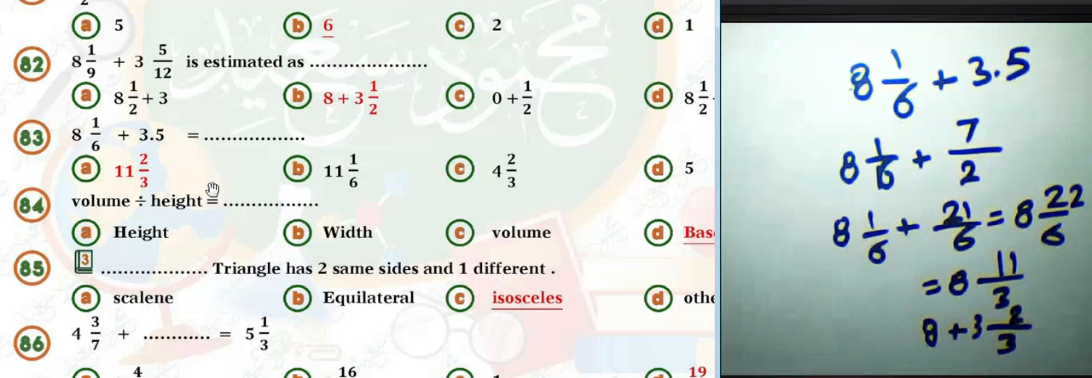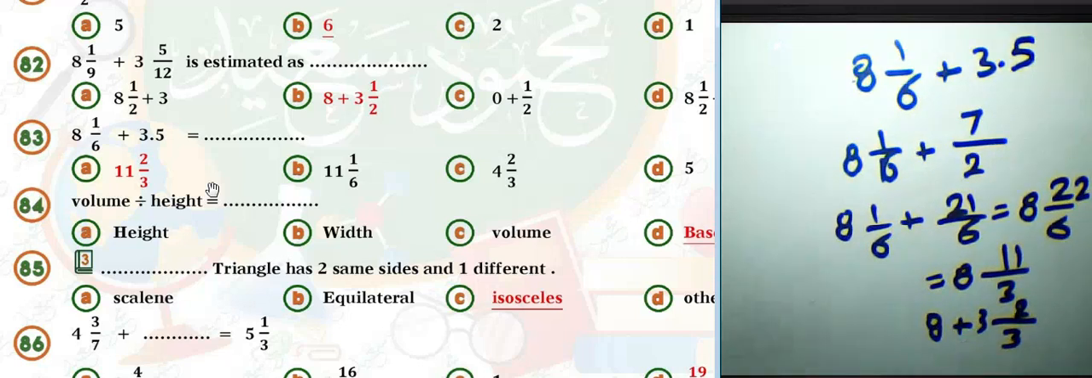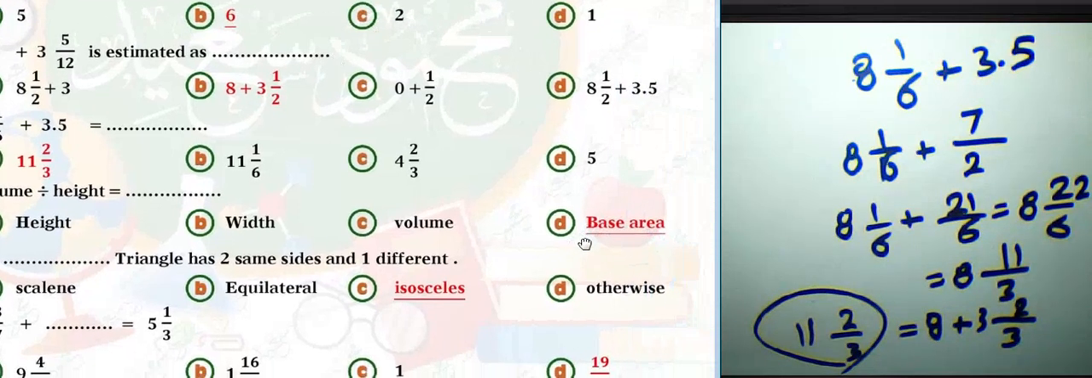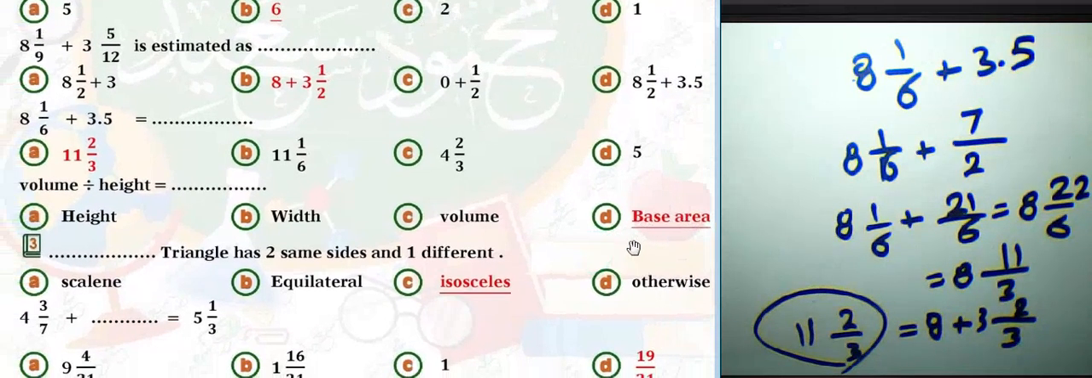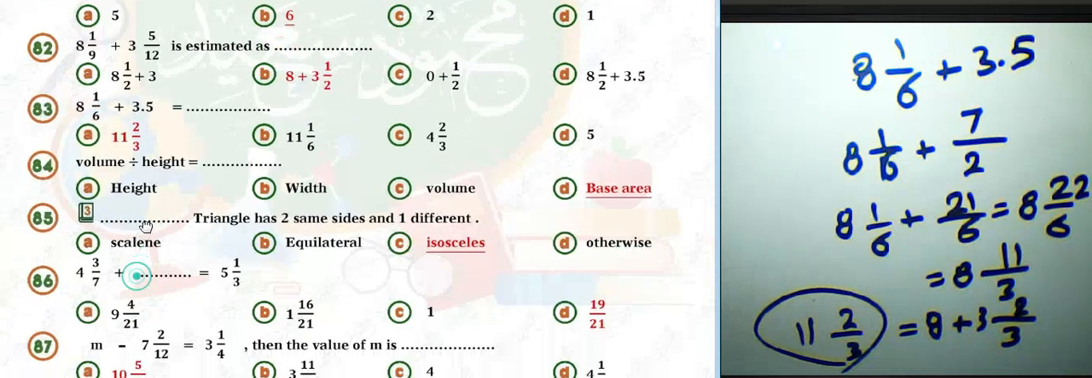Okay, you can add them. 3 plus 8 equals 11. And write 2 over 3 here. So the result will be 11 and 2 over 3. Choose letter A. Volume divided by height equals the base area, or base area equals volume over height.